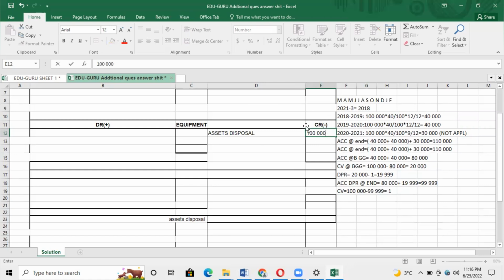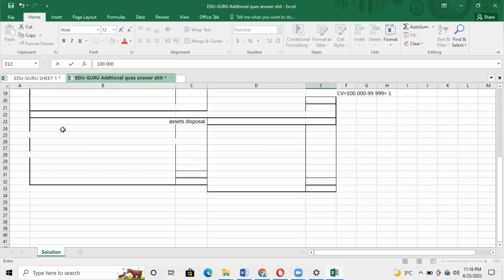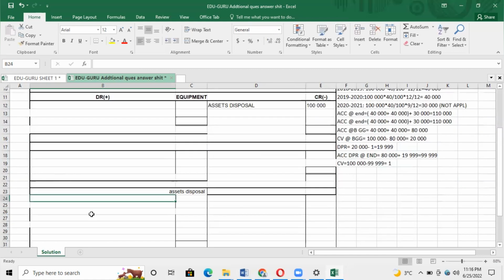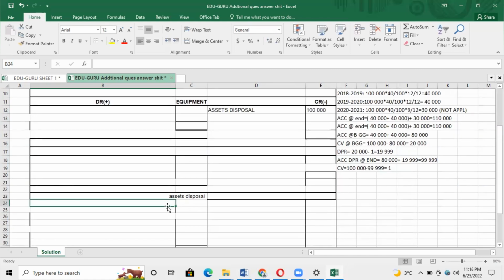Whenever you record on the credit side in the original account, it's supposed to be recorded on the other side, right? So we record the very same amount in our asset disposal account as equipment, because it shows that the very same amount comes from the equipment account. Very important, guys. This is how I analyze my ledgers, to make it simple for me. I hope that will help.